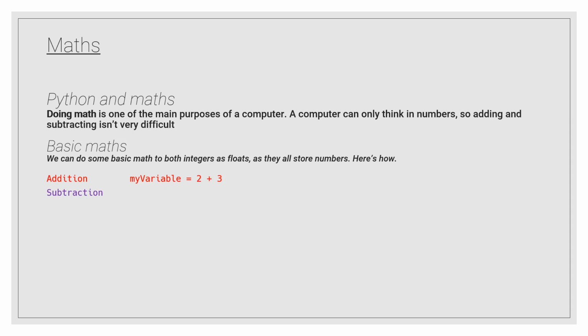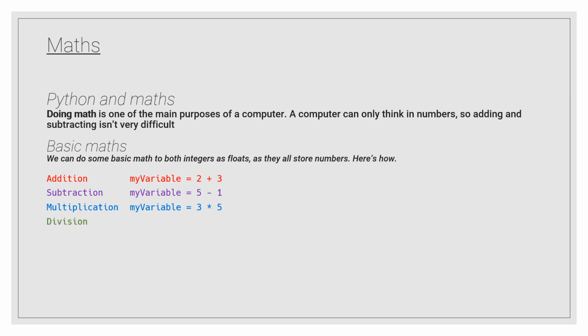To do subtraction, we use a minus sign. So my variable is 5 minus 1. That's the same as writing my variable is equal to 4. To do multiplication, we write my variable is 3 times 5. So that's the same as writing my variable is equal to 15. To write times, instead of using an X, we use a star.